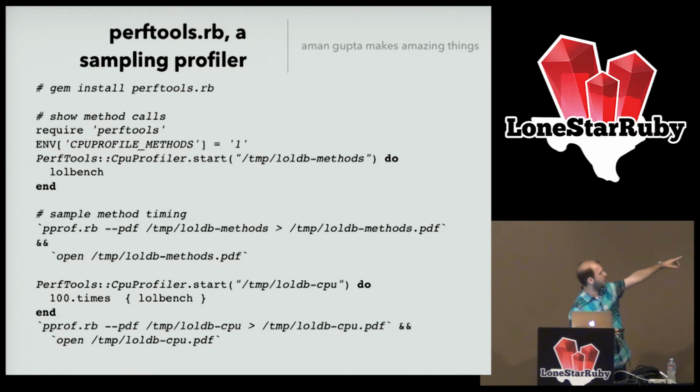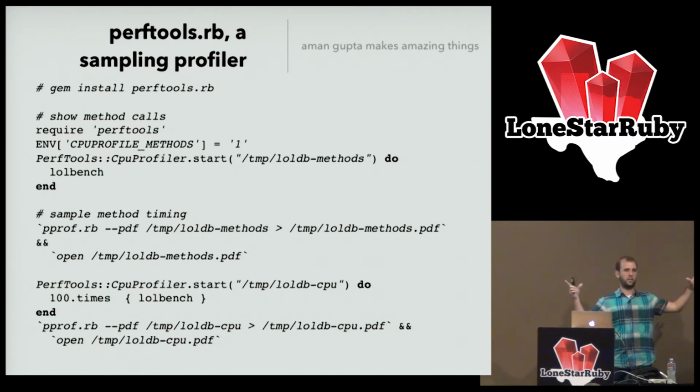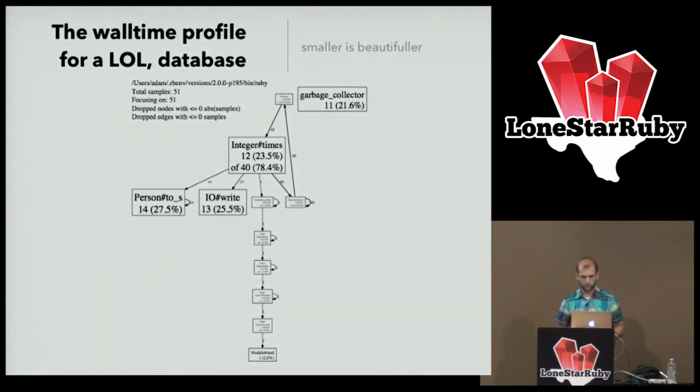Once you've generated data by calling PerfTools::CpuProfiler.start and doing some stuff inside of a block, you can use the pprof.rb tool to generate a PDF. It can also generate GIFs and SVGs, but PDFs are wonderful because you can just zoom right into them. They don't lose resolution, and you can kind of move around in your program as though it was a map. So this is the PDF output when I run my laughable benchmark on my laughable database.